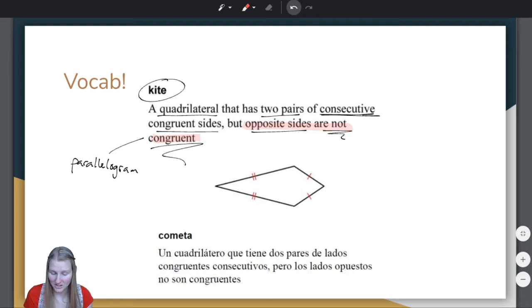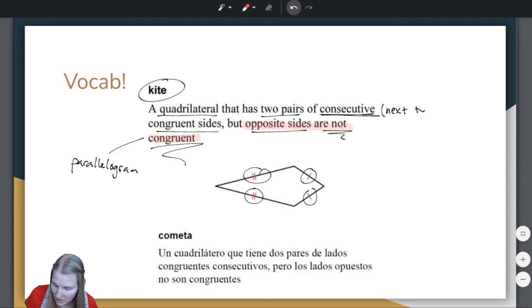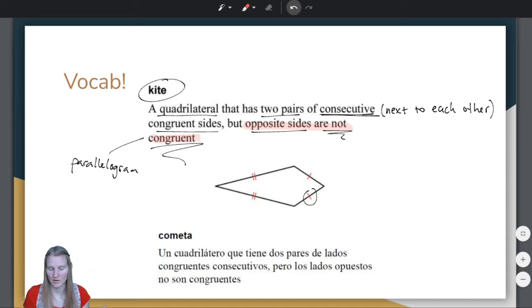So notice that consecutive sides, the sides right next to each other, are congruent. Consecutive you can think of as next to each other. The sides that are next to each other are congruent, but opposite sides are not congruent. That's what a kite is.